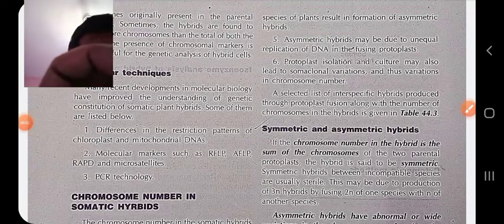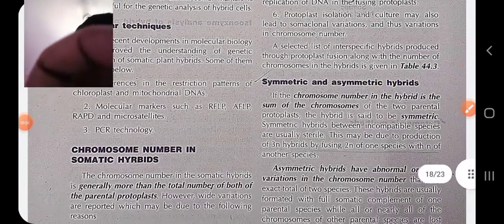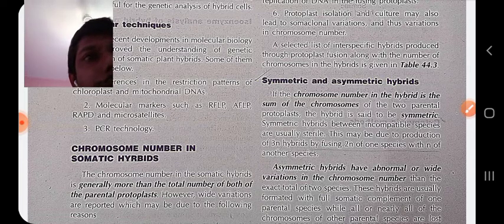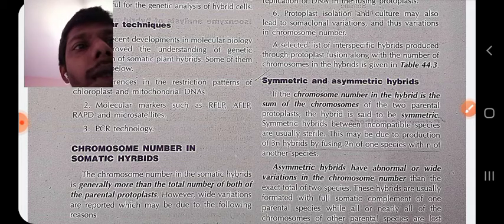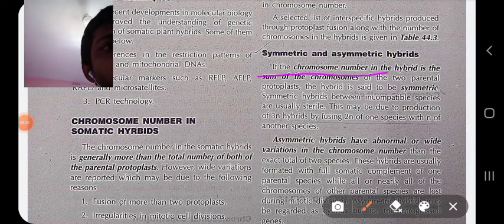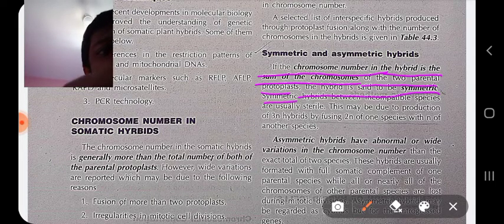So we were doing about the somatic hybridization and also the protoplast culture. So we will now do about the symmetric and asymmetric hybrids. So what is symmetric hybrid? It is saying that if the chromosome number in the hybrid is the sum of chromosomes of the two parental protoplasts, then the hybrid is said to be symmetric hybrids.